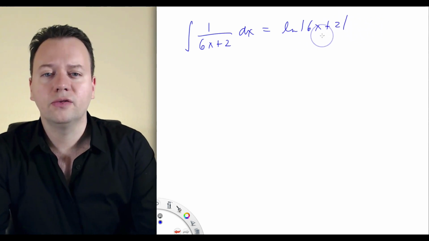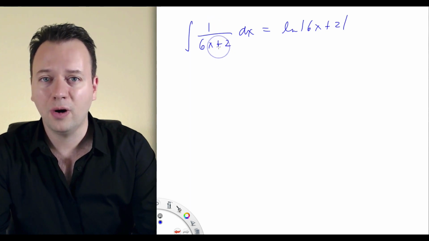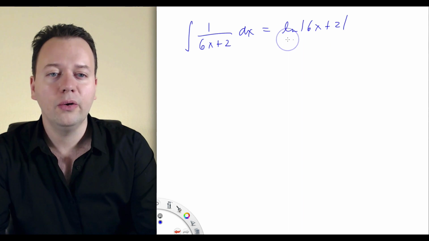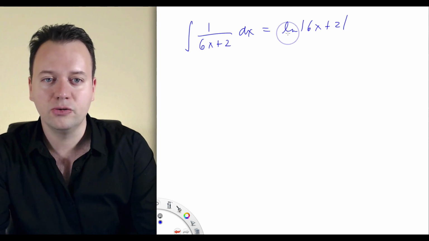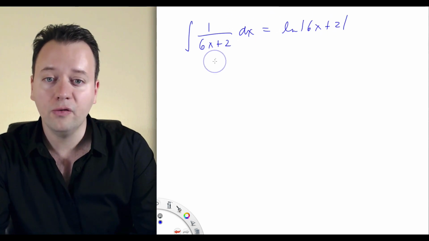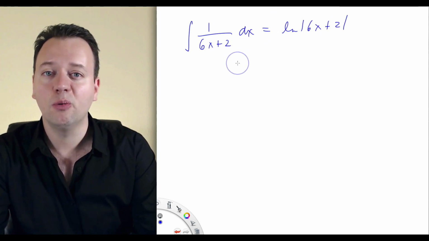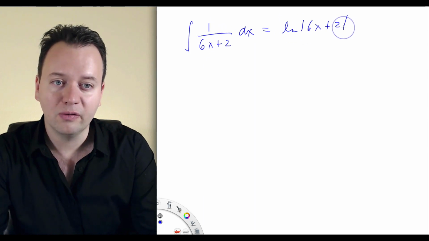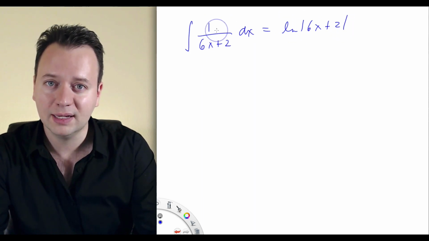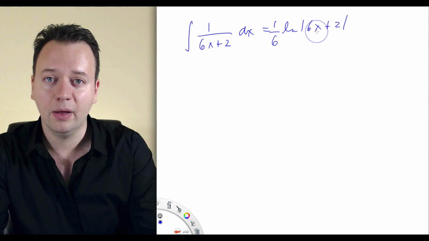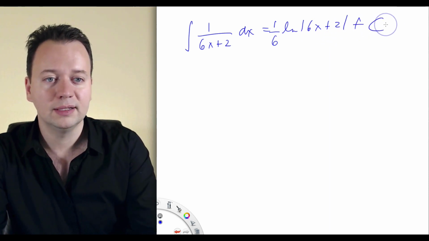And to correct for the fact that it's not 1 over x, it's 1 over 6x plus 2, we can think a little bit about what the derivative of this would be. The derivative of ln of 6x plus 2, well, we would write 1 over 6x plus 2, and then we would multiply by the derivative of the inside, which is 6. So when we take the derivative of this, we're going to end up with an extra 6 in the numerator. So to correct for that, we have to divide by 6. So we get 1 over 6 times the ln of 6x plus 2 plus c, right?